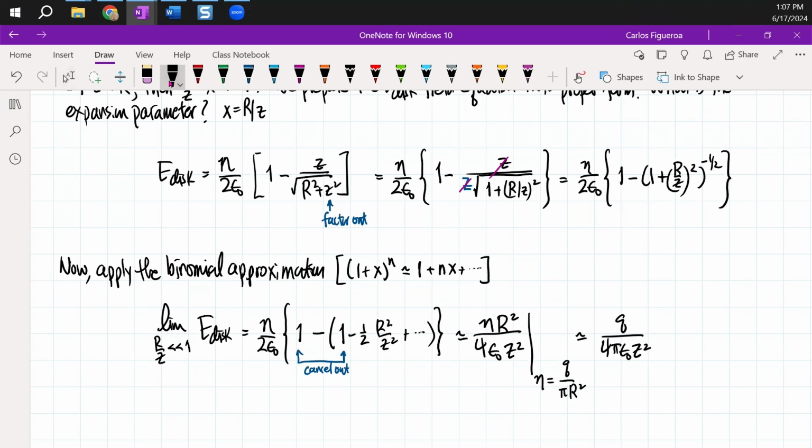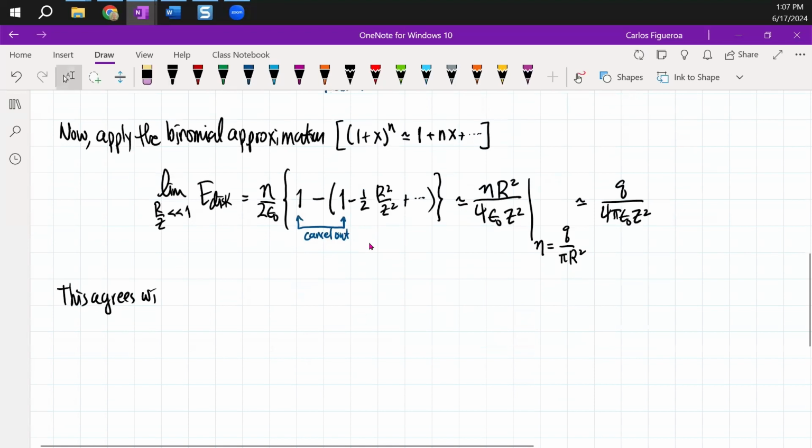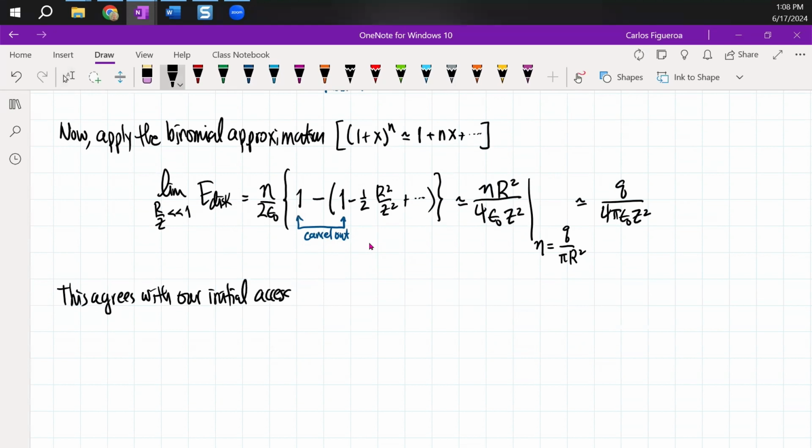So this agrees with our initial assessment of the field. Now you can see why the proper way works. The cheap way, which I use too, by the way, if it gives a nonsensical result, you've got to go back and do it the proper way.